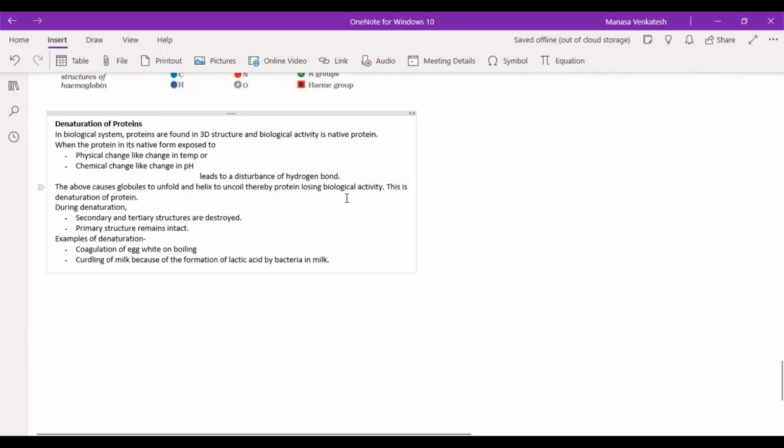If you remember, generally when we have diabetic patients, the insulin has to be stored at a very cool temperature. This is because if the temperature is very high, it will undergo denaturation.